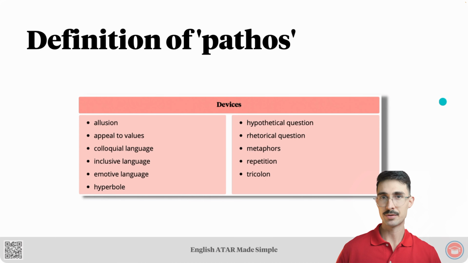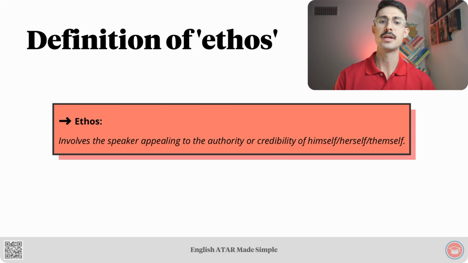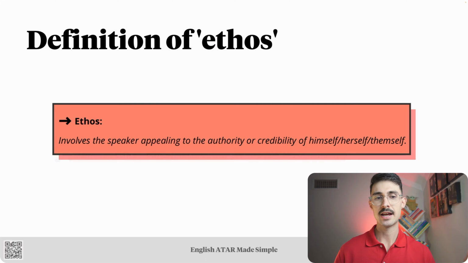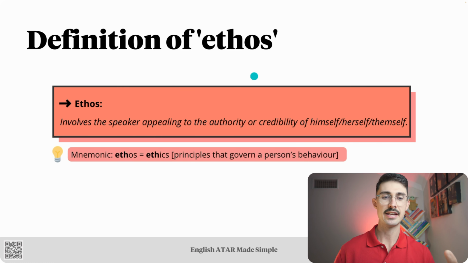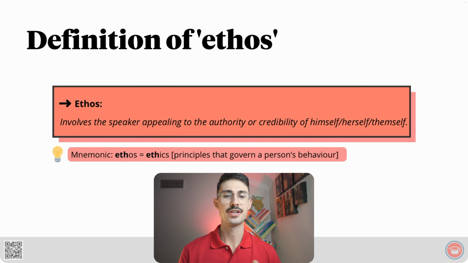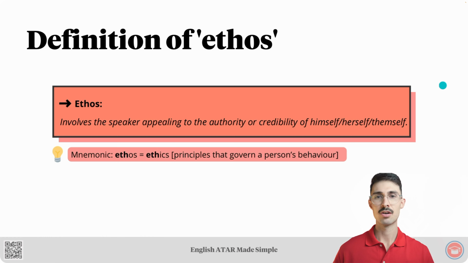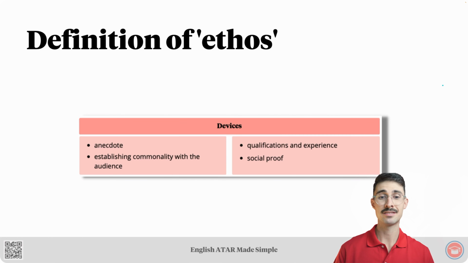And when you say, I feel you, you have empathy. And here are the language features that appear beneath the pathos subheading in the LFB. Moving on, here is the definition of ethos. This one involves the speaker appealing to the authority or credibility of himself, herself, or themselves. A mnemonic for this one, we see the ETH in ethos also appears in ethics. Ethics refers to the principles that govern a person's behavior, and the principles that govern a person's behavior are related to their authority and credibility as a person. Relevant language features, we have the following, only 4.